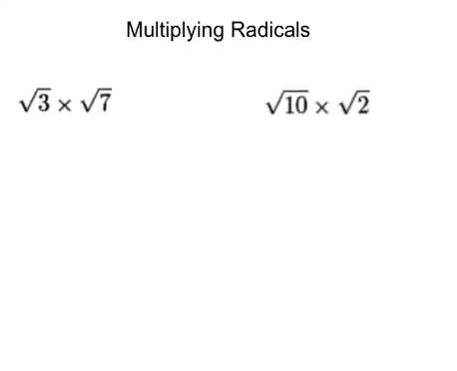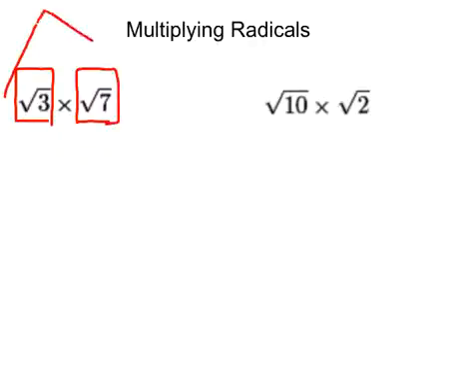Today we're going to look at multiplying radicals. Okay, so I have the square root of 3 here and the square root of 7. Right now I consider these as being part of two separate rooms. What we want to do is take the analogy of a house and put them over one roof. So I'm going to take these two separate rooms and build a roof over them.